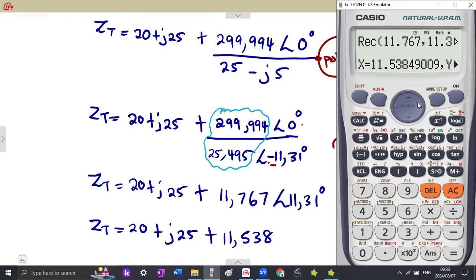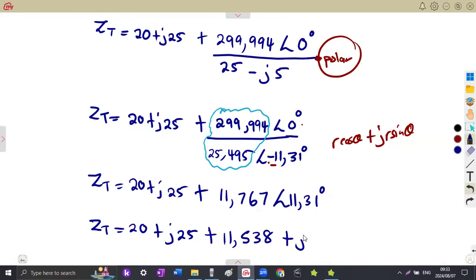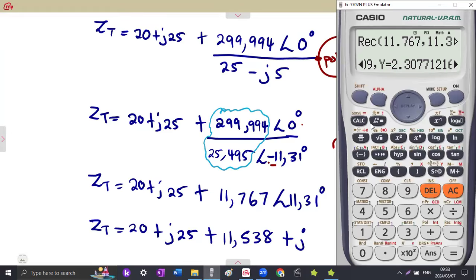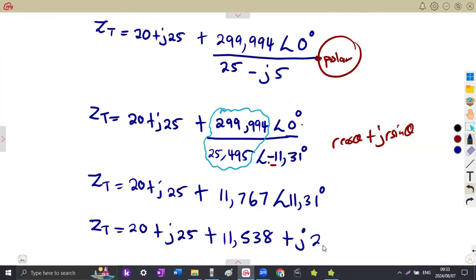We move on to the imaginary part, the part of j, which is represented by y. It's positive, so that's plus j representing the imaginary. So this is 2.308, and it's going to change this into 8, so that's 2.308 if you round to 3 decimal places. So this is where we are.